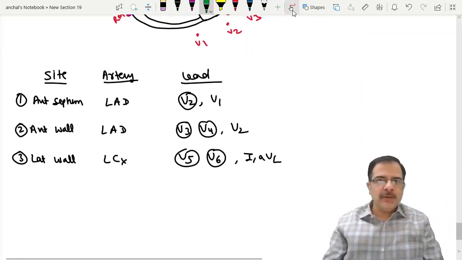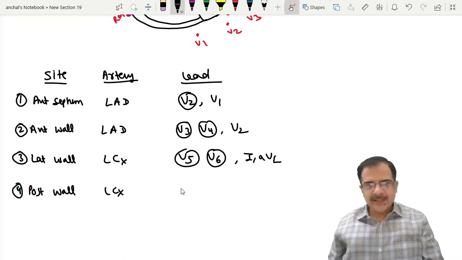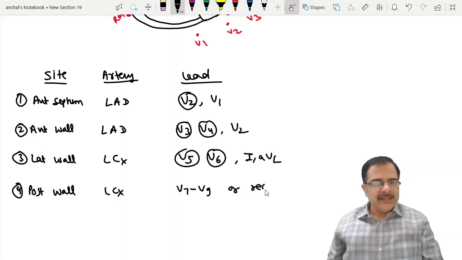So for posterior wall MI, the artery is the left circumflex in most of the cases, so it will be V7 to V9, or reciprocal ST depression in V1 to V4.